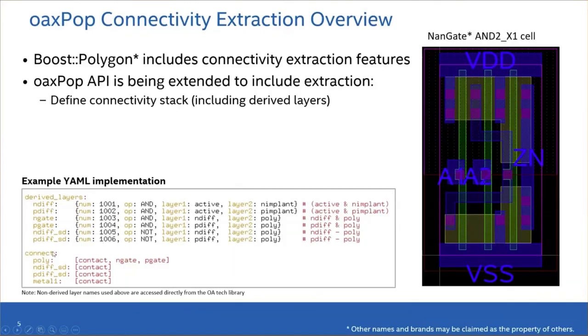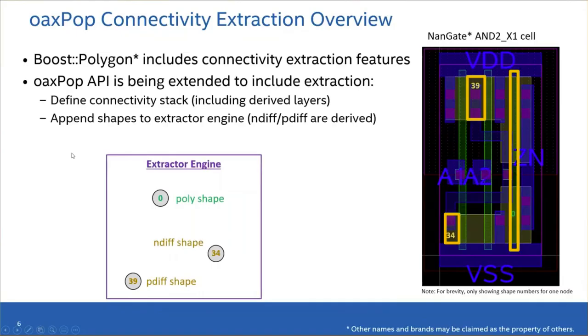And then we define the connectivity buildup. So for example, in this case, poly is connected to contact, and it also is connected to end gate. I actually extracted that end gate shape as a separate layer. So it's basically the same thing as poly, but it was separated out, and so that's how that works. Okay, and then the source drain regions, and then metal 1 in this case.